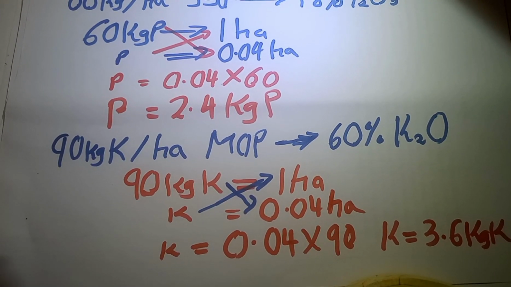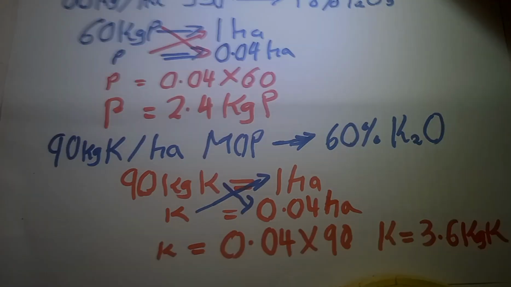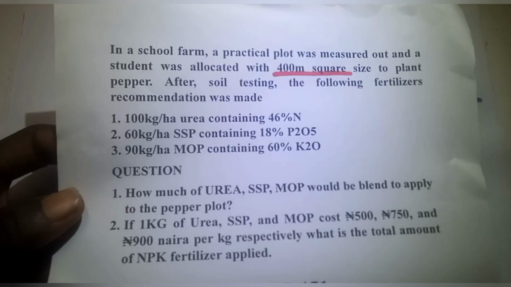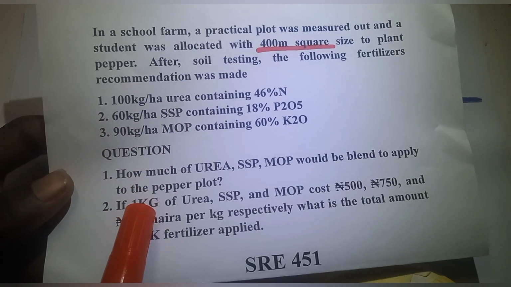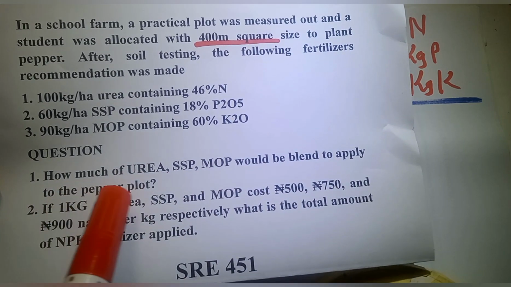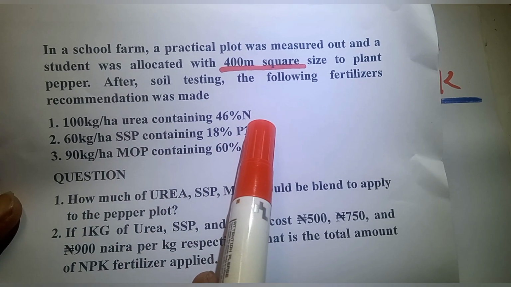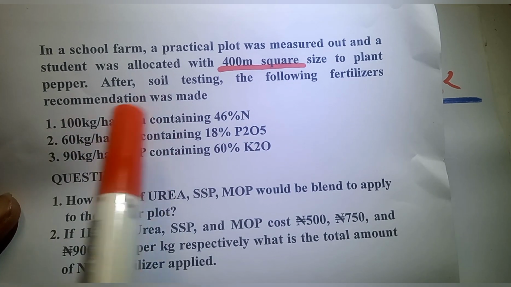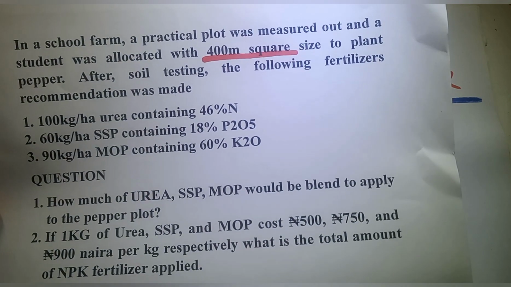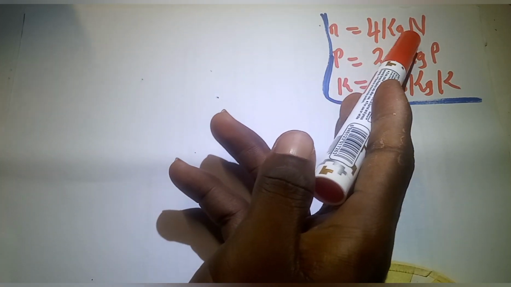You have calculated the nitrogen, phosphorus, and potassium. Now the next thing to do is to make use of all this to calculate question number 1, which is how much of urea, SSP and muriate of potassium will be blended to apply to the pepper plot. In order to do this, don't forget that they said that urea contains 46% nitrogen. Now, if 100 kilogram of urea contains 46% nitrogen, how many kilogram of urea will contain 4 kilogram of nitrogen?